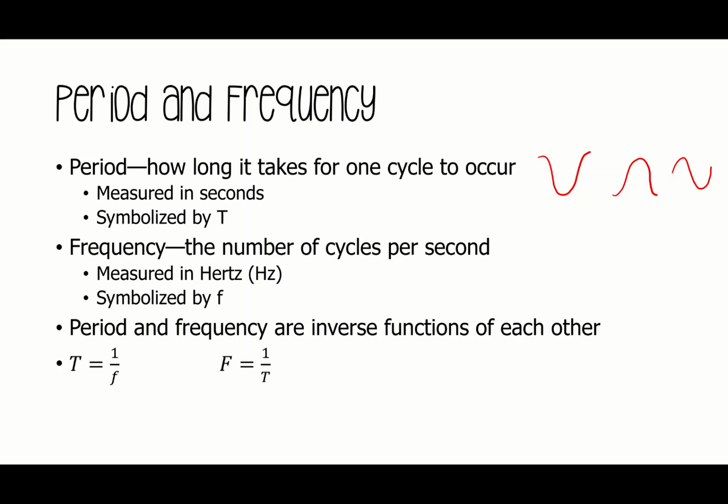Now, frequency is the number of cycles per second. If this symbolizes 1 second, I would have 1, 2, 3, 4, 5 complete cycles in 1 second. So it would be 5 hertz. And it's symbolized with a lowercase f. So these are inverse functions of each other, meaning as one gets bigger, the other gets smaller. So period is 1 over frequency, or this should be a lowercase f. Frequency is 1 over my period.